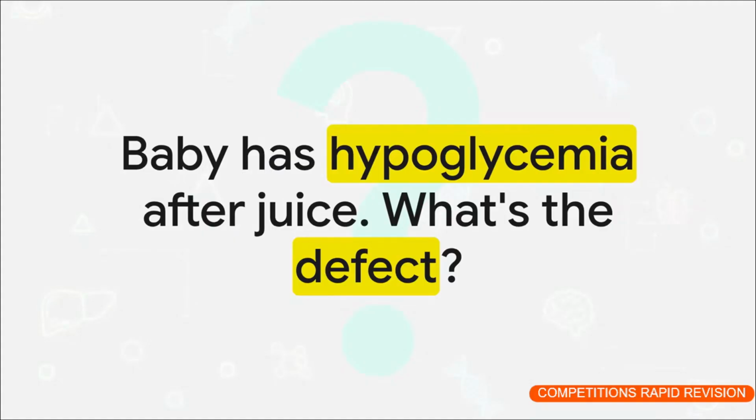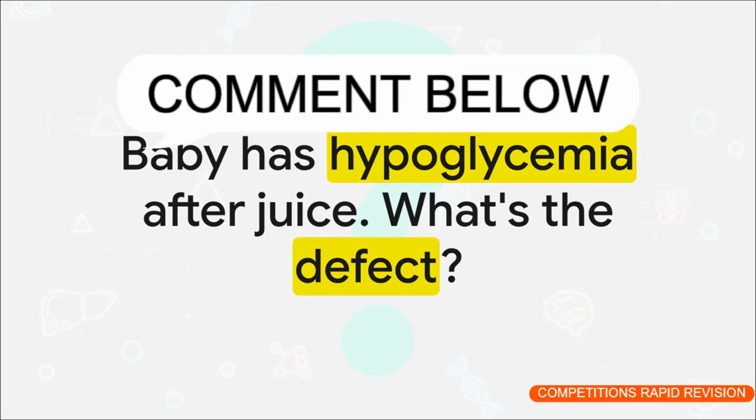Okay, I'm going to leave you with this final provocative clinical scenario. A 5-month-old baby screams in pain after drinking juice and is found to have hypoglycemia. What is the likely enzyme defect? Think about what we literally just covered on the previous slide.